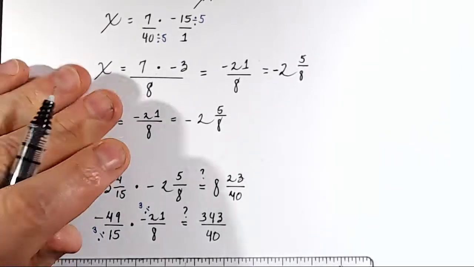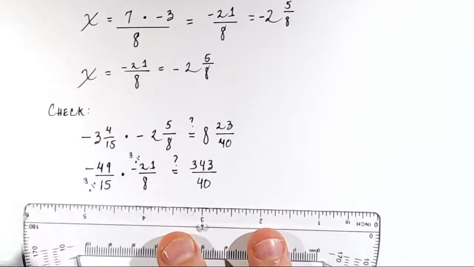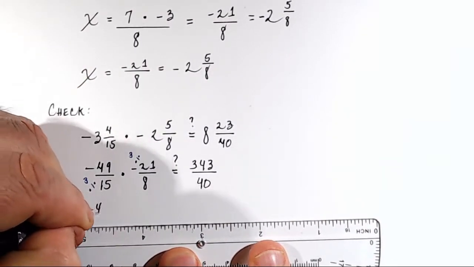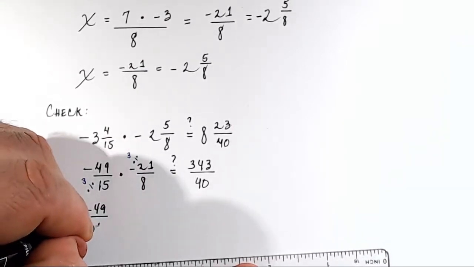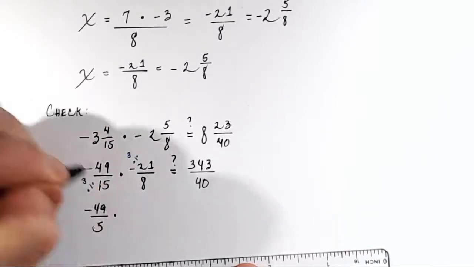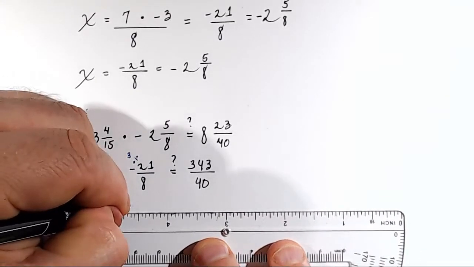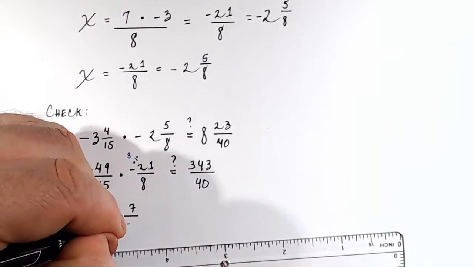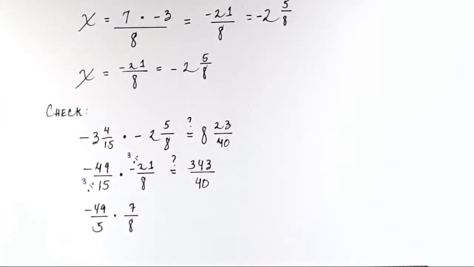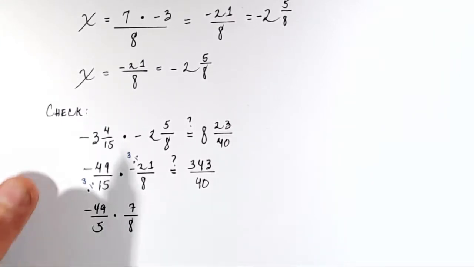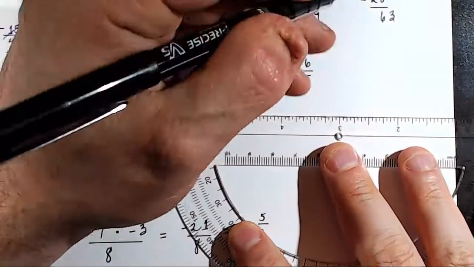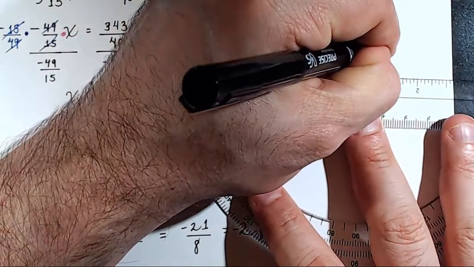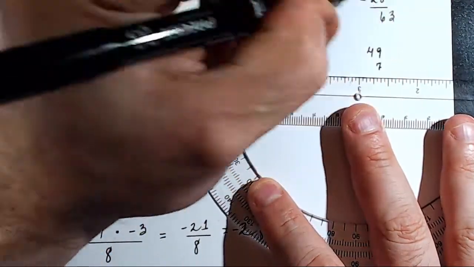We'll keep the negative 49 for the time being. Make sure you can see everything. Negative 49, okay, over whatever 15 divided by 3 is, that's 5, times 21 divided by 3 is 7, over 8. Right? I like that. It's much easier to work with this now. So the question is, what is 49 times 7? Well, here's how we can do that. We can just find the answer by multiplying 49 times 7.